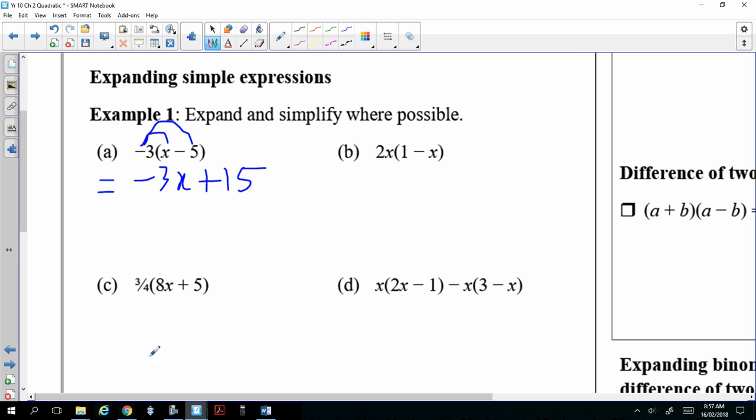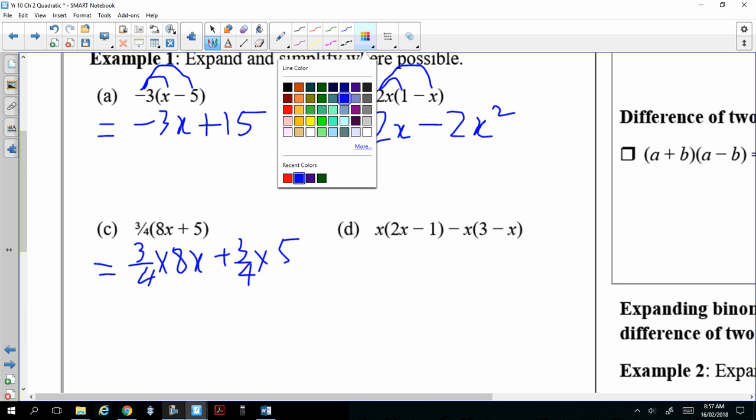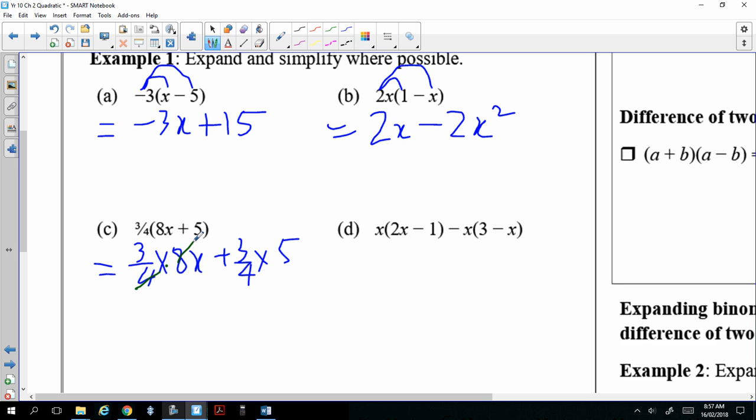Okay, good. Let's move on. Next one, same thing. 2x times 1 is 2x. 2x times x is 2x squared. Okay, yep. Thank you, good. How about 3/4? Same thing. So you go 3/4 times 8x plus 3/4 times 5. And then, of course, the quarter cancel with the 8, which becomes 2 over here. So you just go 2 times 3 is 6.